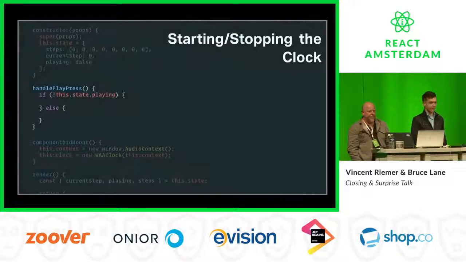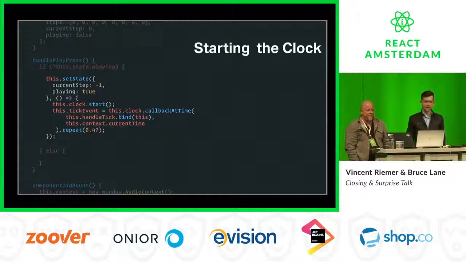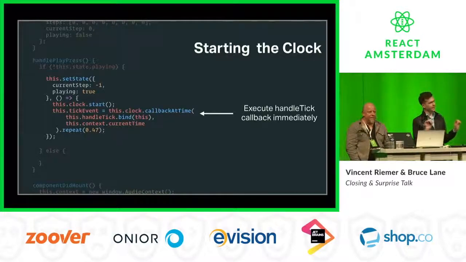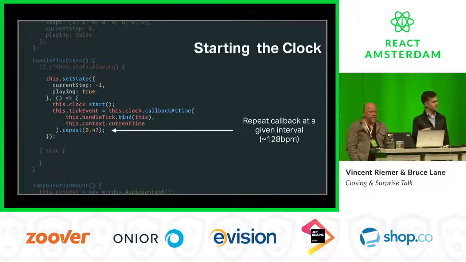Next, we can finally move on to the handlePlayPress. We're just going to use the playing state to determine whether we're stopping or starting the sequencer. For starting the clock, we first update the state to be the initial values at the beginning of the sequence. We start the clock, and then we execute our handleTick callback immediately. And then finally, we repeat that callback at a regular interval. And it's in seconds, so this would be 470 milliseconds, which gives us approximately 128 beats per minute.